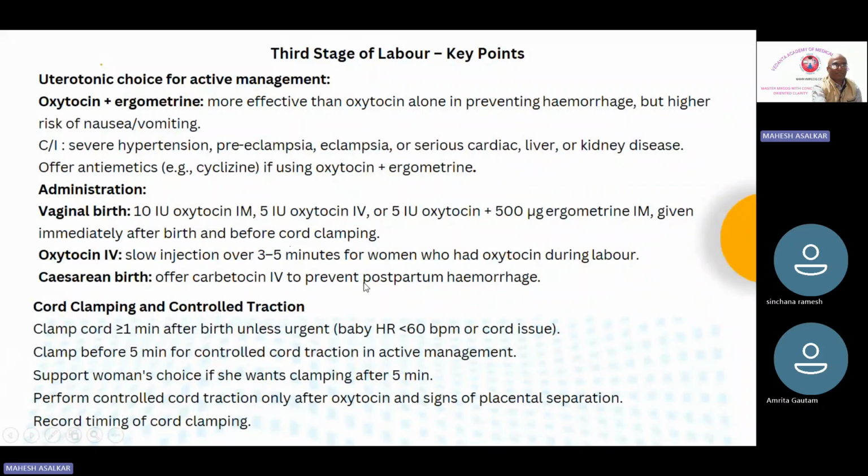Vaginal birth, oxytocin IV, cord clamping and controlled cord traction. Clamp cord after 1 minute of birth unless it is urgent, that is baby's heart rate is less than 60 beats per minute or a cord issue. Clamp before 5 minutes for controlled cord traction in active management. Support woman's choice if she wants clamping after 5 minutes. Perform controlled cord traction only after oxytocin and signs of placental separation, and record the timing of cord clamp.